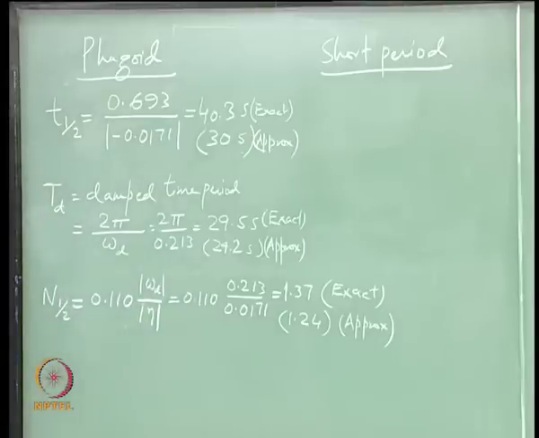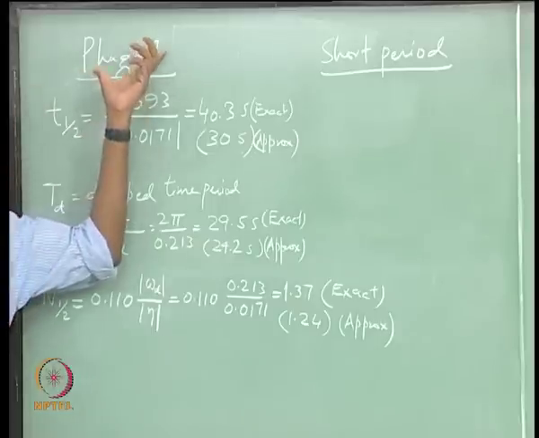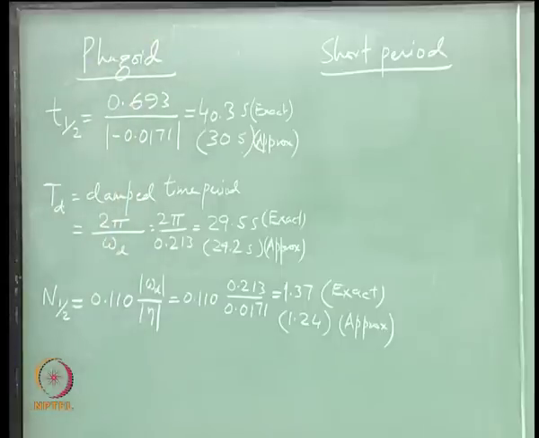What is the order of the error? It's roughly more than 20%, isn't it? So, this approximation was not so good, it was not good.